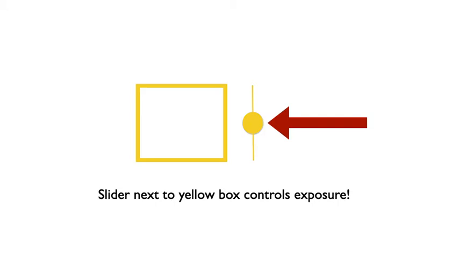Now, the other cool thing about your camera app is that you can control the exposure. So if you have your camera app open and you've tapped the screen, you'll see the yellow box, and next to it, notice there's a slider. Just move your finger up and down and you will see that the exposure changes.